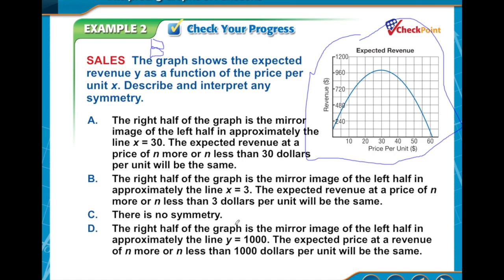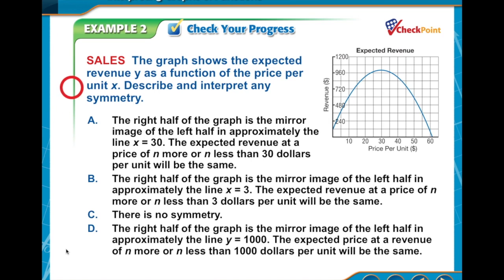So, is there no symmetry? Is the right half the mirror image of the left about the line y equals 1000? Well, I know y equals is going to be a horizontal line, so that doesn't make any sense. X equals 3 would be way over here. That doesn't make sense. And x equals 30 is pretty close to the middle, so that one is a possibility.